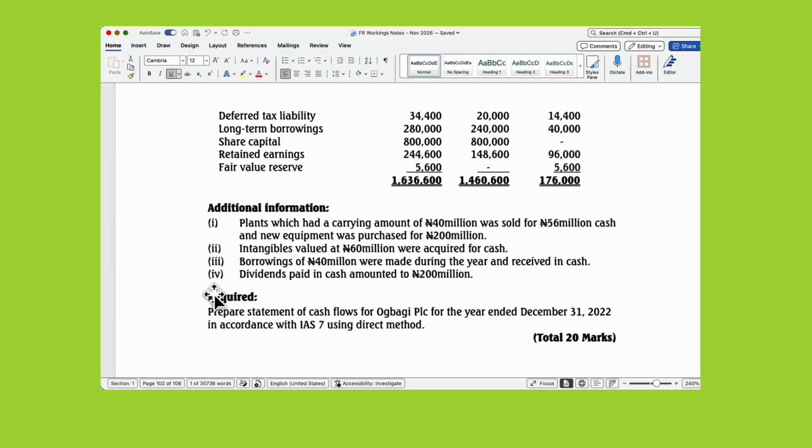Because in the last diet too, the one we solved under the indirect method, they gave us the dividend paid also. But just for knowledge sake, I also showed you how you can arrive at it. If you were not given, you should always do that check when you're doing movement in your retained earnings. But yeah, my retained earnings increased by 96 million.